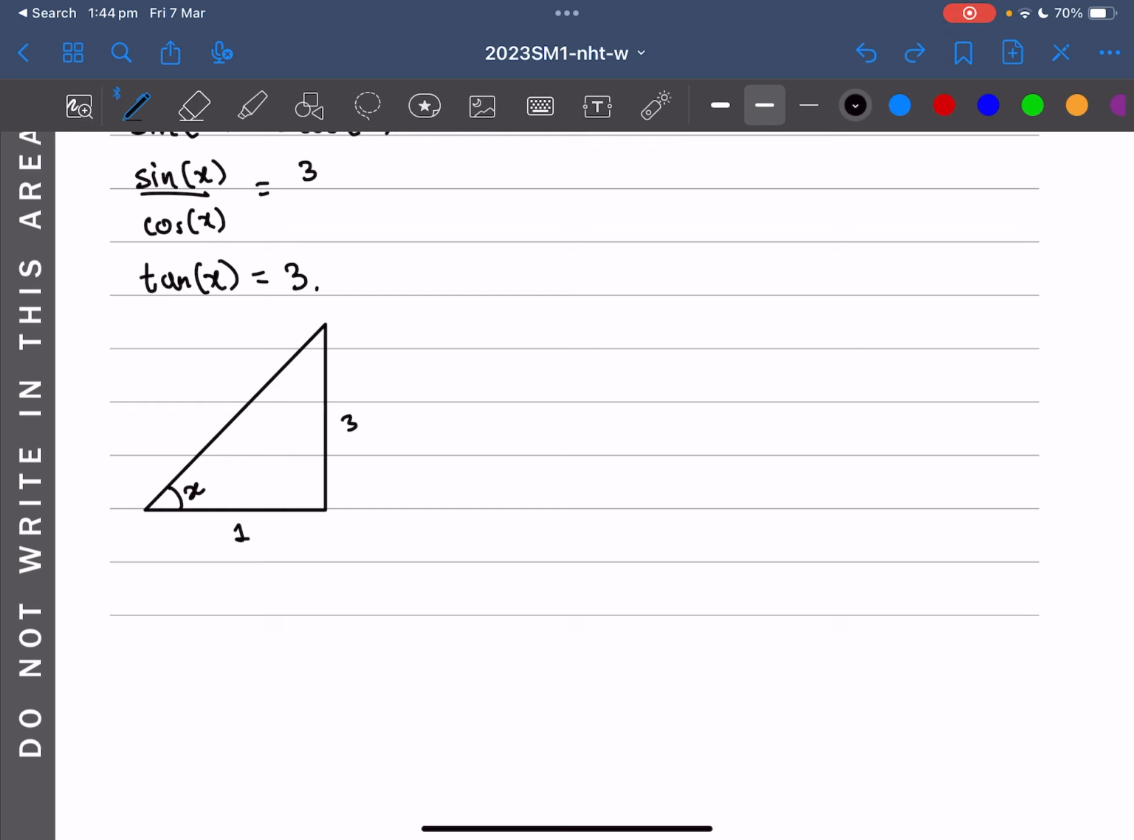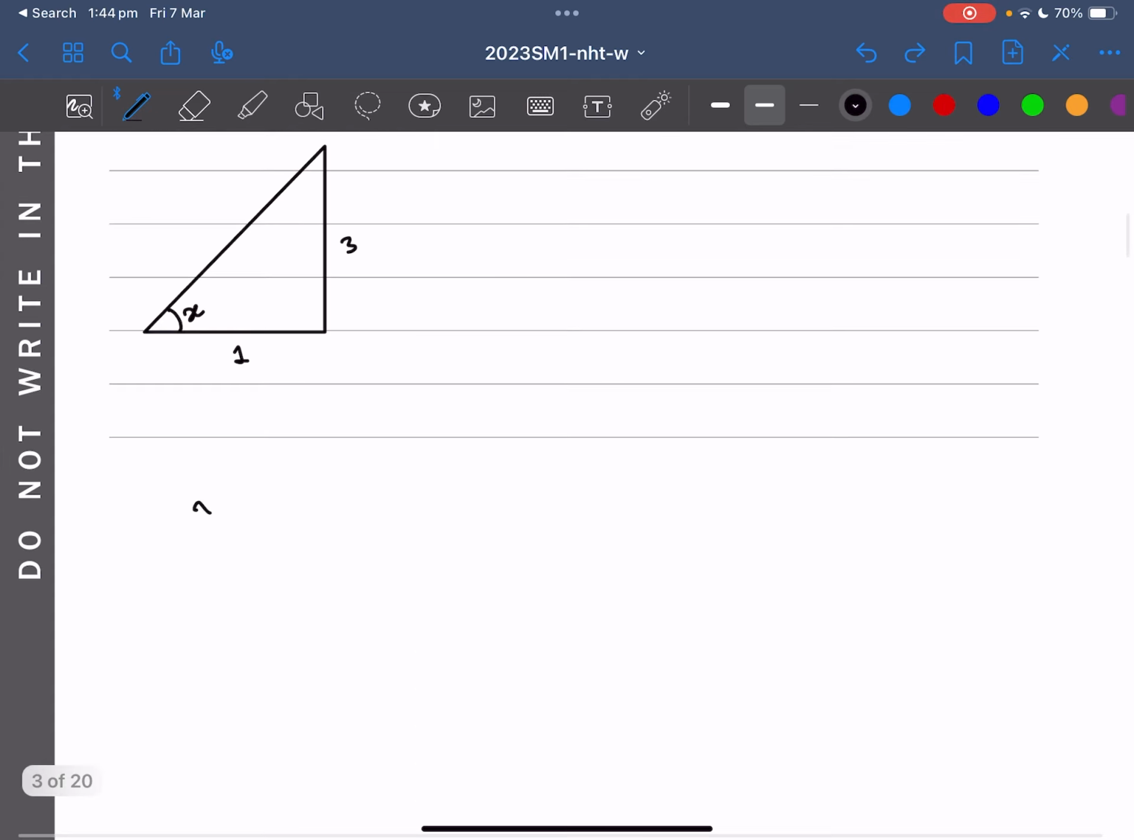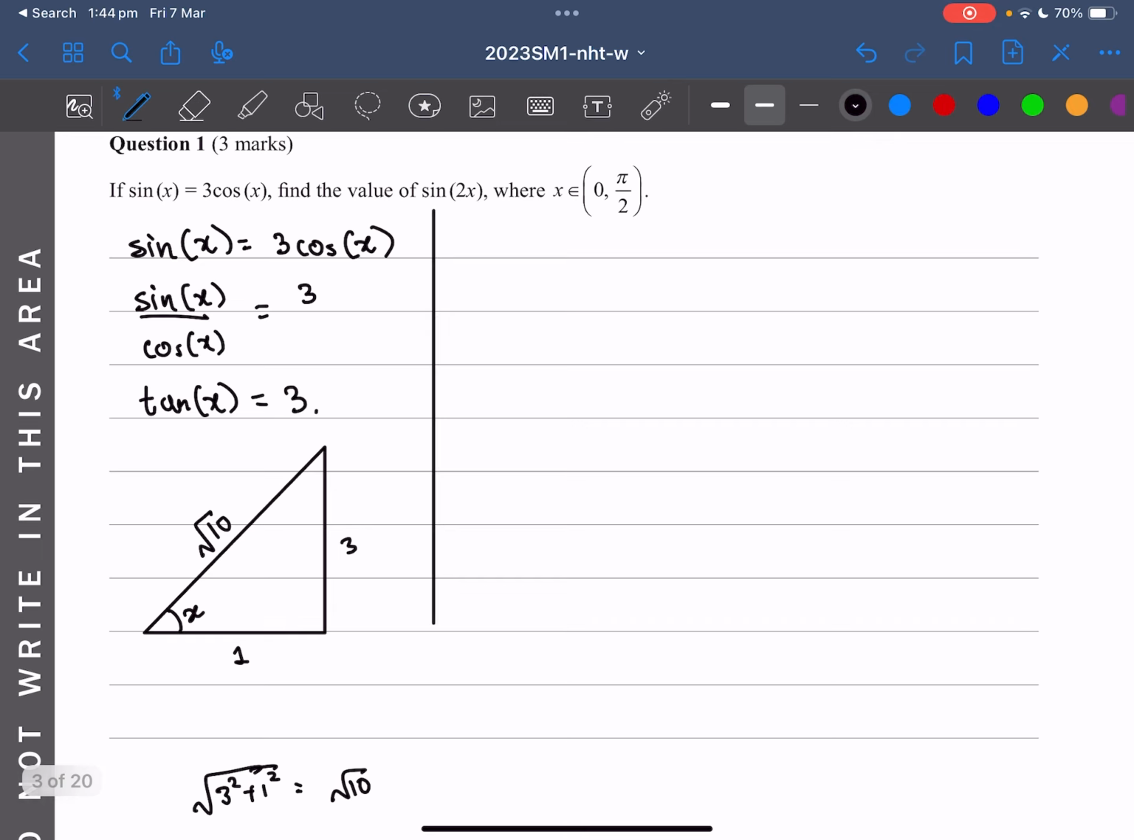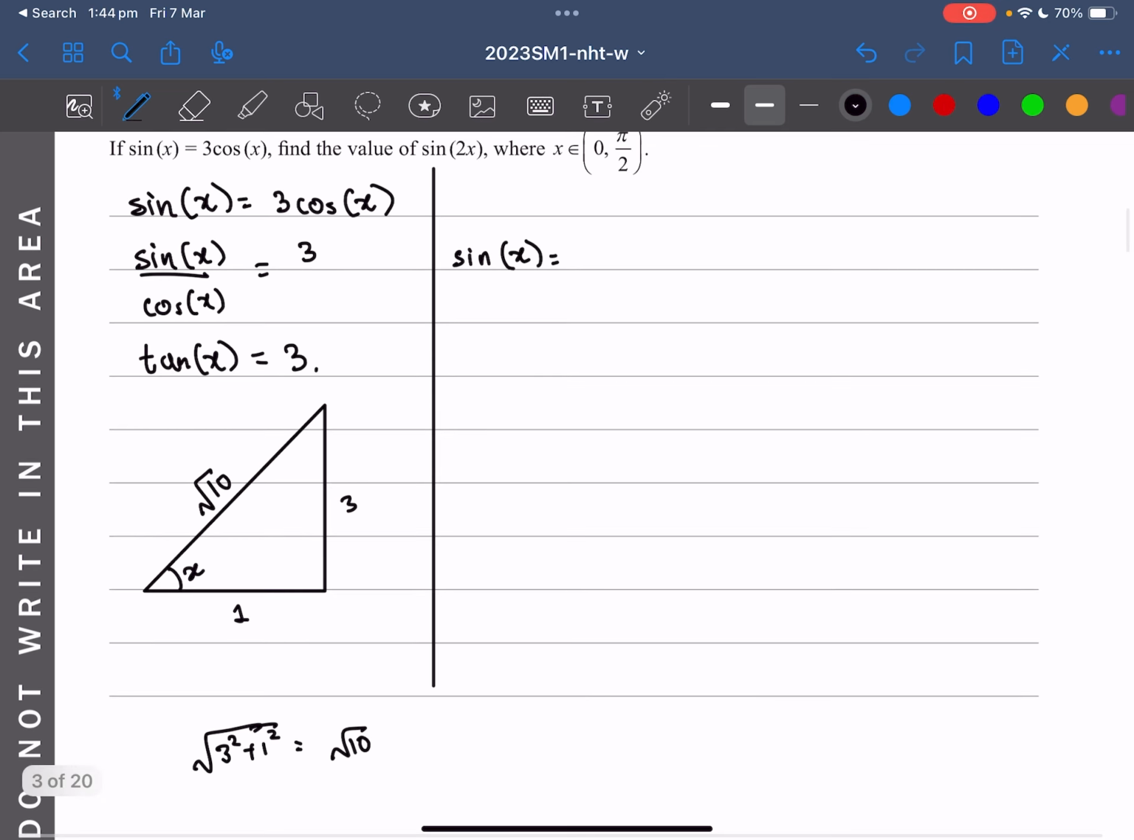By having 3 and 1 as our opposite and adjacent, our hypotenuse would be the square root of 3 squared plus 1 squared, which is square root of 10. Now, from this triangle, we can also determine the sine of x, which is opposite on hypotenuse. So it will be 3 on root 10, and our cosine will be 1 on root 10.